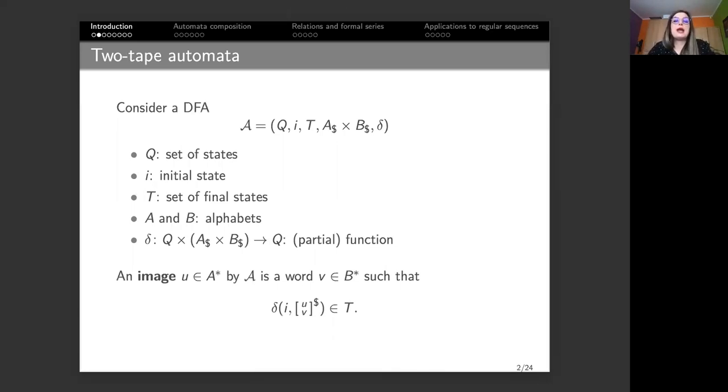I will consider a two-tape automaton, which is just an automaton working with pairs of letters, so the edges are labeled with pairs of letters. I will say that a word U over A has an image V if the pair of words (U, V) padded is an accepted word in the DFA I'm considering. So that is the first type of automaton I will consider.